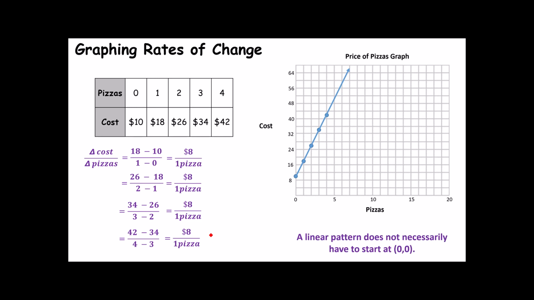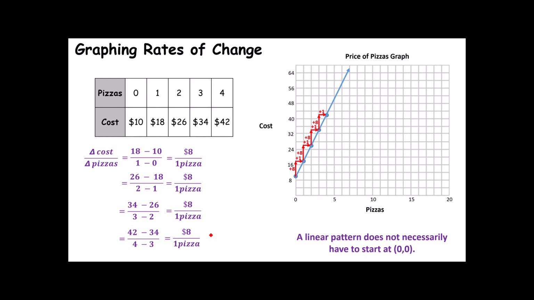Notice, by the way, we didn't start at 0, 0, but we did rise $8 when we bought a pizza, rise $8 when we bought a pizza, and rise $8 when we bought a pizza. We have that constant rate of change that causes this to be a straight line.